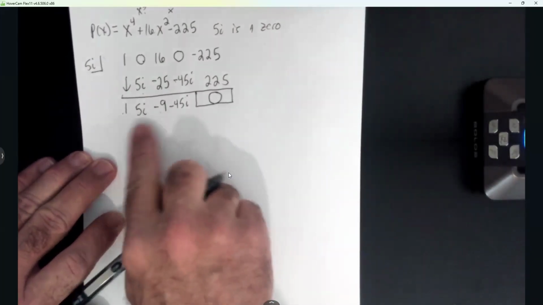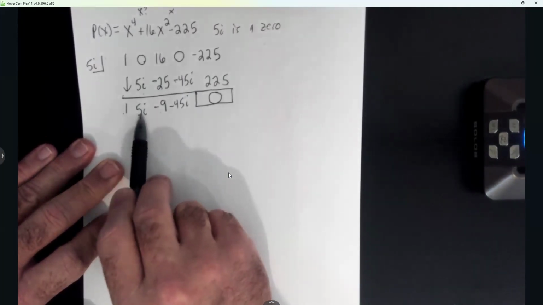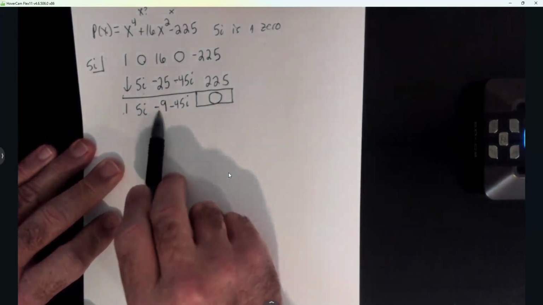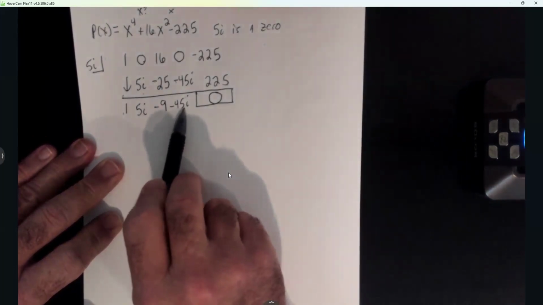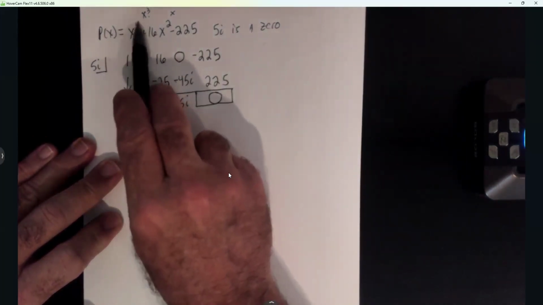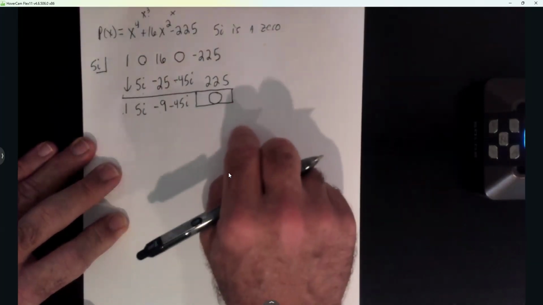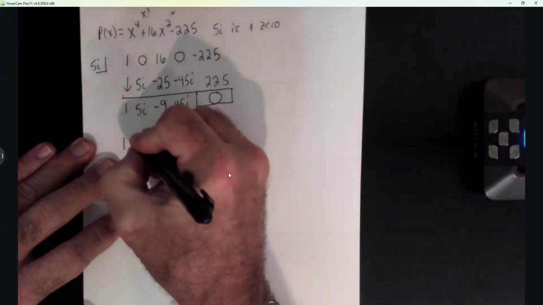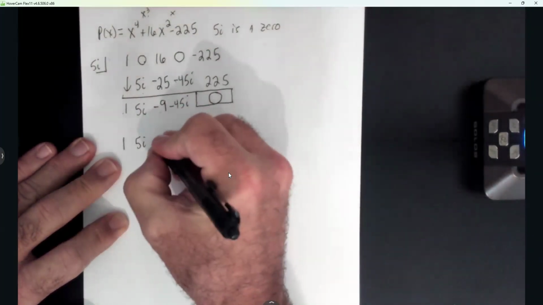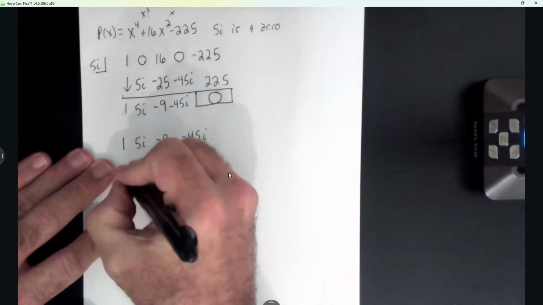So since we still got 4 numbers here, this would be like an x cubed, 5i x squared, minus 9x, minus 45i. These coefficients start 1 degree less than the original. So since that was an x to the fourth, this would technically be an x cubed now. But y'all, all we got to do is write the coefficients because we're still going to do synthetic division. So bring down the 1, the 5i, the negative 9, and the negative 45i.